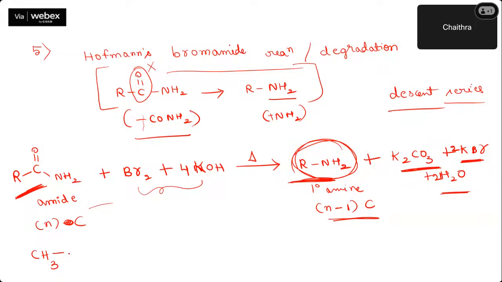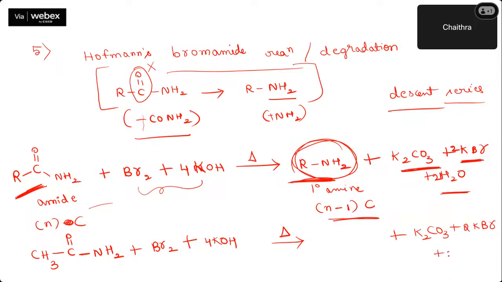So take an example. Earlier I took acetamide, right? That is the best example actually. So you take that only, CH3, C double bond O, NH2, and write the reagents. Sometimes they will ask for Hofmann's bromamide degradation. What are the reagents required? Bromine and either potassium hydroxide or sodium hydroxide. Heat it, predict the product and remember the byproducts. As usual, byproducts will be K2CO3, KBr as well as water.